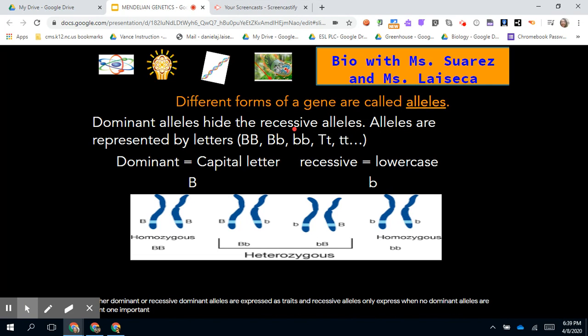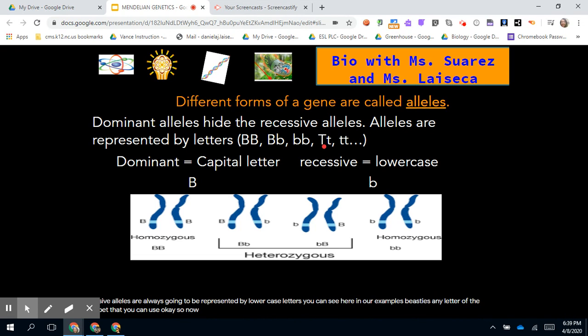One important thing that we need to remember is that dominant alleles are always going to be represented by a capital letter, and recessive alleles are always going to be represented by lowercase letters. You can see here in our examples, B's, T's, any letter of the alphabet that you can use, okay?